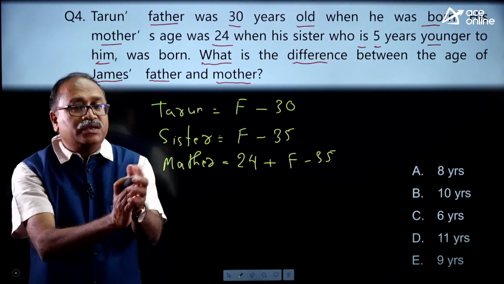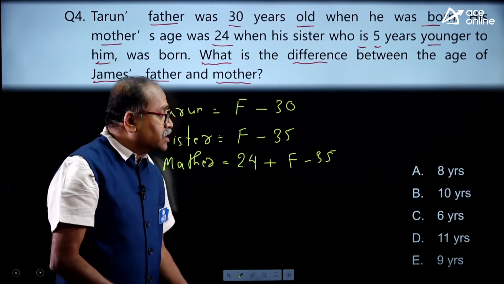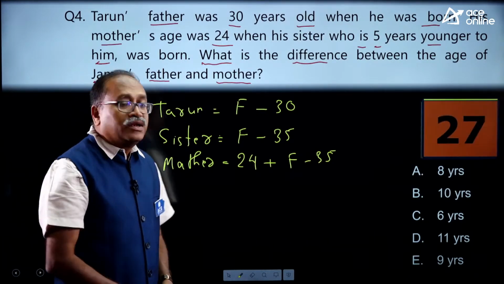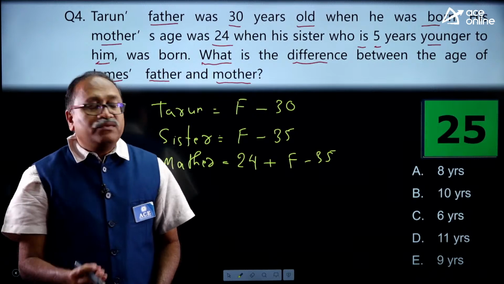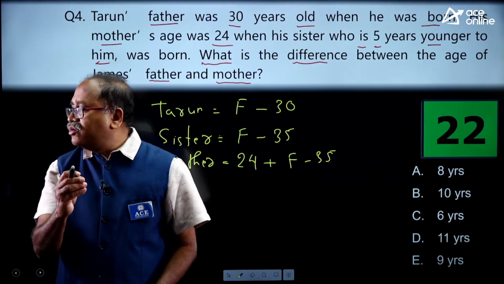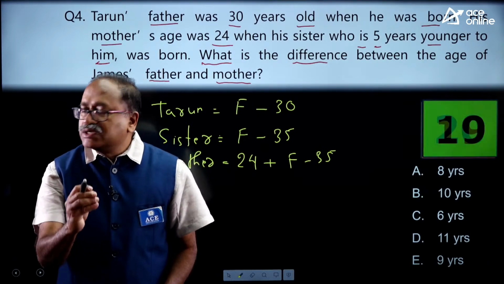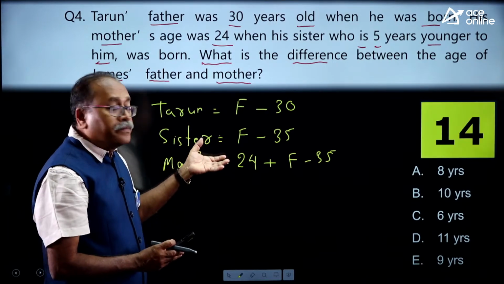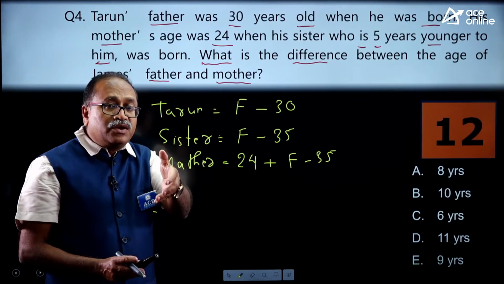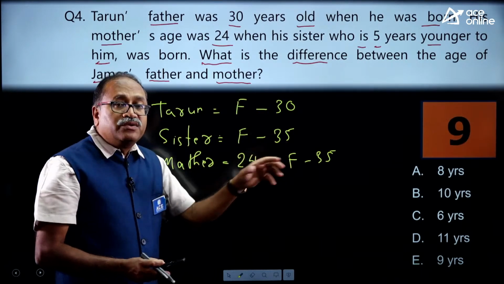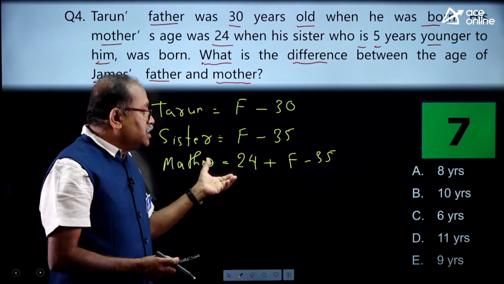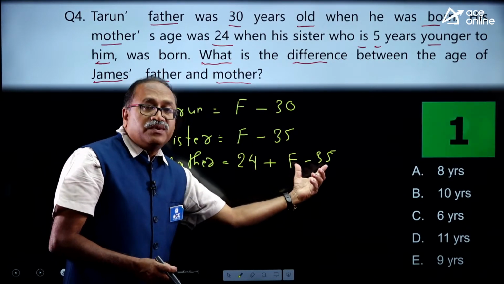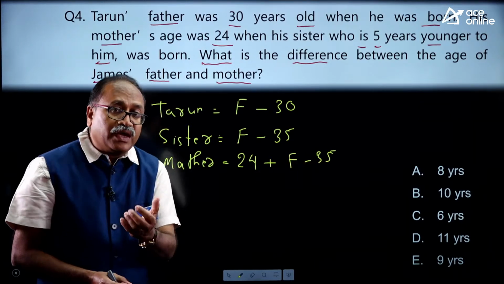Sai says 11 years. Now let me check whether Sai is correct or not. He is saying option D. Okay, I didn't give the time. I will wait for hardly 24 more seconds. Some of my friends may be able to answer the question. Look at the construction of the question here. Tarun's age I converted in the form of father. Sister's age I converted in the form of father. The mother's age is 24 plus the sister's age, which I replace with F minus 35.